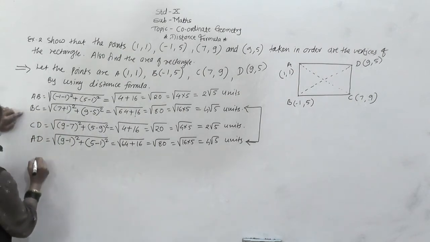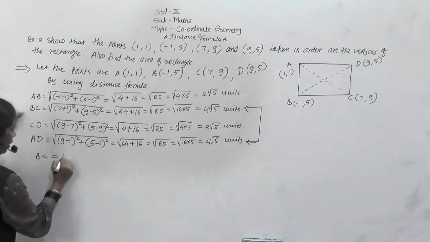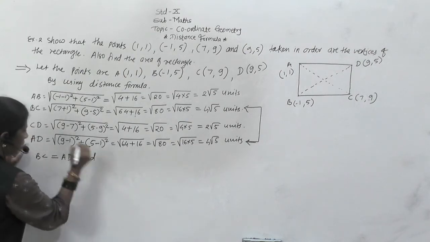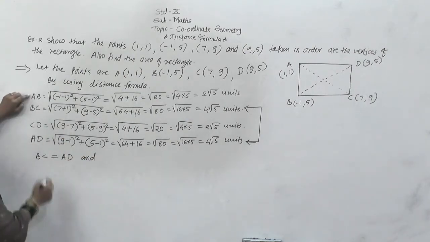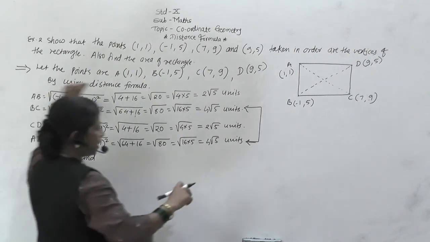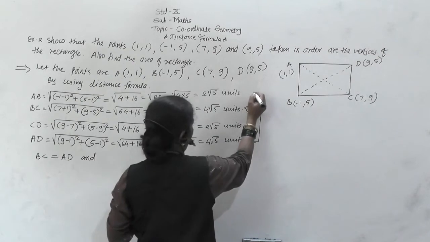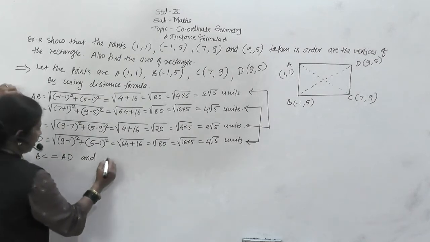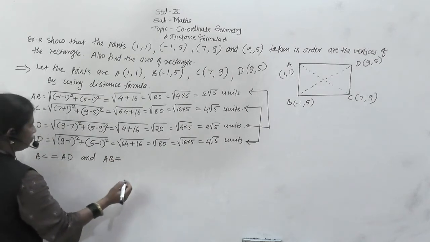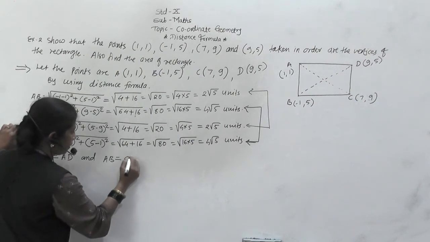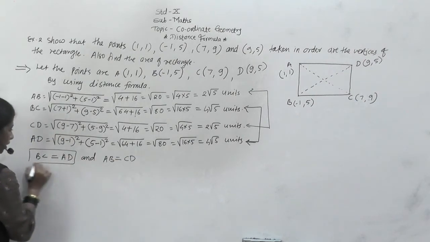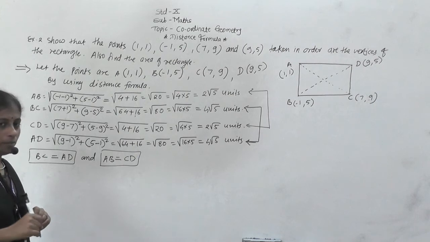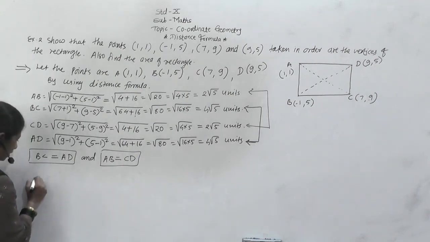So here you got BC equals AD, correct? And here again, AB equals CD. This AB distance and CD distance you got the same, 2 root 5 and here 2 root 5, correct? So here you got AB equals CD. Right? Means opposite sides you got equal in this figure. Now you have to see about the diagonals, whether they are the same or not. Okay, so what about the diagonals?